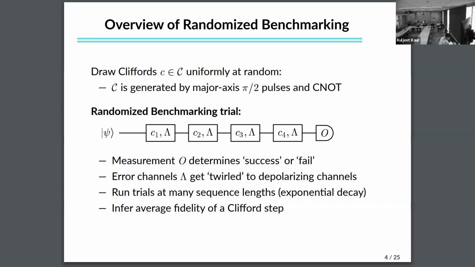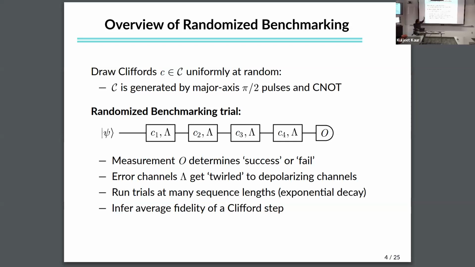So the way you construct these sequences is that you draw Clifford gates uniformly at random from the Clifford group. The Clifford group is a very popular gate set to try to characterize that consists of major axis pi/2 pulses on single qubits, and then also CNOT across every pair of qubits. So together, those things generate the Clifford group. And then in randomized benchmarking, it's the Clifford group that we're often interested in characterizing. So that's how you construct these sequences.